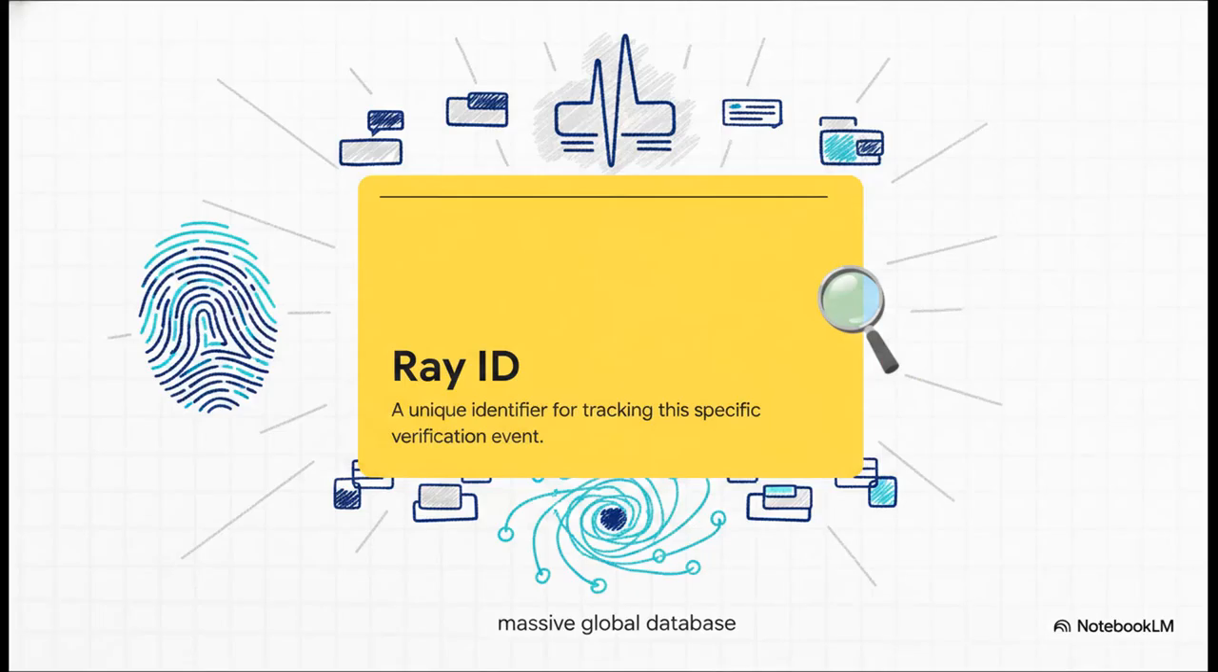Based directly on the text we're analyzing, we can define the Ray ID purely through its context. It sits right above the company name running the checkpoint. So a Ray ID is a unique identifier tied to the performance and security tracking for this specific verification event. It is essentially a digital fingerprint of the interaction. It's undeniable proof that this moment wasn't just a brief little pause. It was a heavily monitored, recorded, and cataloged event in a massive global database.